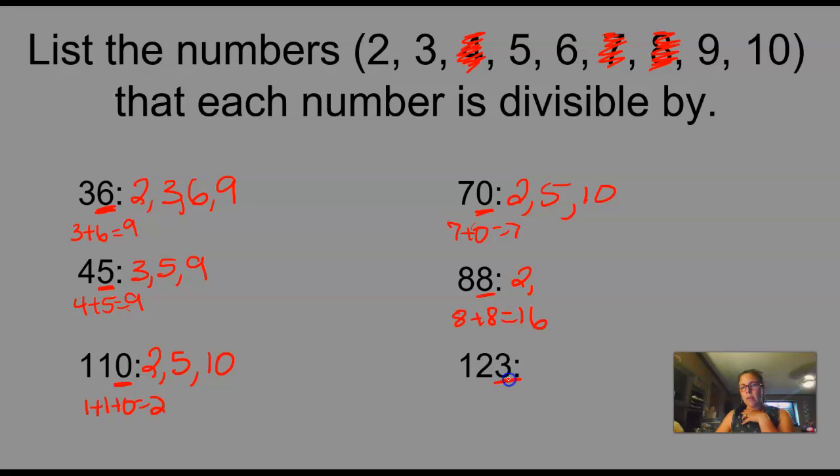What about 123? Is that even? No. The ones place is odd, so no. Well, what about 3? 1 plus 2 plus 3 is 6. Yes, 3 goes into 6. What about 5? Nope. What about 6? Nope, because 2's not in there. What about 9? Does 9 go into 6? Nope. And what about 10? No, so that was an easy one. It was just 3 out of this list. That doesn't mean other numbers won't go into it, but out of this list. Okay? That's it.